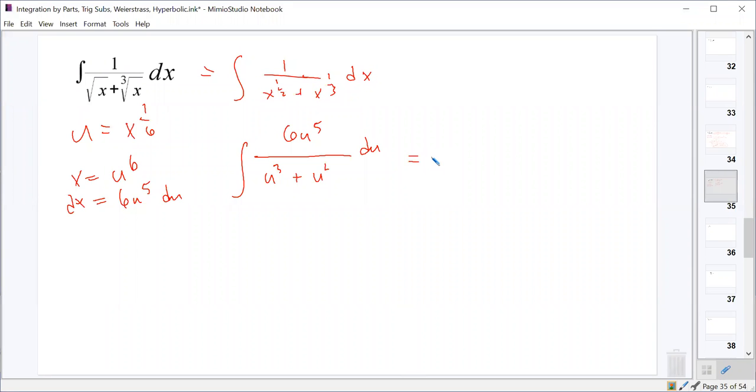So then we can simplify out what from all this? We can divide out a u squared from everything. Should give us 6u cubed over u plus 1 du. Everybody good with that? Yeah. 6 can come out if we want to. And we just end up with u cubed over u plus 1. If we pull the 6 out here, might as well do that. And then how are we going to deal with this integral?